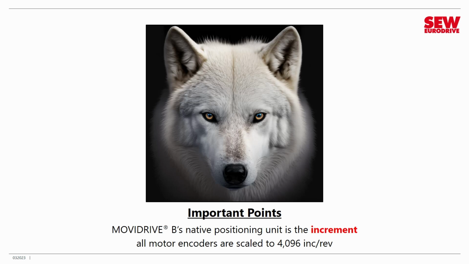That may seem a little odd to you since when we position, we tend to think about real-world units like inches or millimeters. The increment is a unit that comes from encoders. But that's what the MoviDrive B is working with. It's basically counting increments coming back from one or more encoders and deciding how far it's moved. So it's not entirely surprising that it uses the increment.